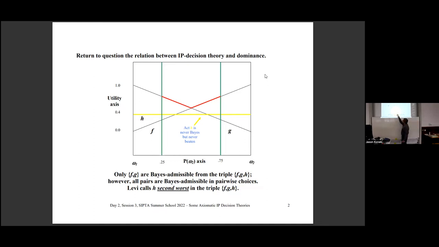But in pairwise comparison, if you have F and H, each is Bayes. The surface of Bayes now does include the yellow if I only have H and F or H and G. So pairwise comparisons tell you that all three are Bayes: F and G, F and H, G and H. But in the triple, H is not Bayes, but I can give you the same binary story by replacing H with H prime at 0.6. And now when H prime is 0.6, H prime is Bayes in the triple choice because the probabilities in the middle favor 0.6.